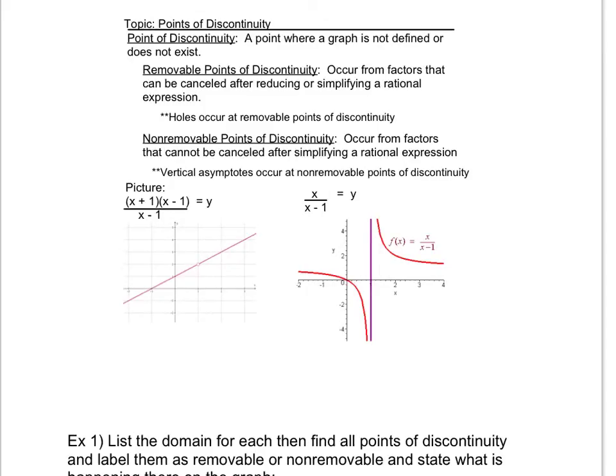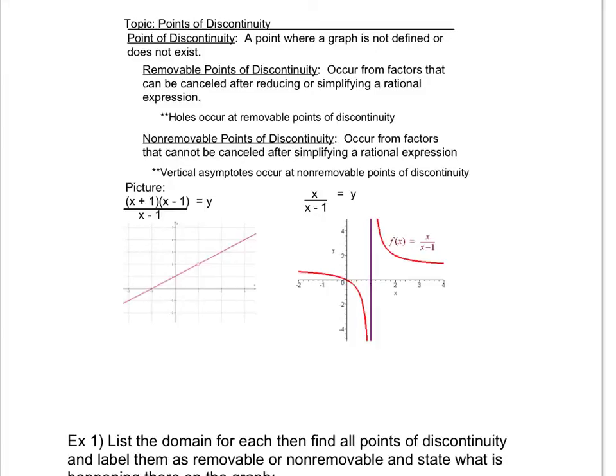So now that we've talked about how to find domain, we're going to talk more specifically about what's happening if we have a restriction in our domain. So we're going to talk about points of discontinuity. A point of discontinuity is going to be a point on a graph where it's not defined or it doesn't exist. We're going to look at two different types.